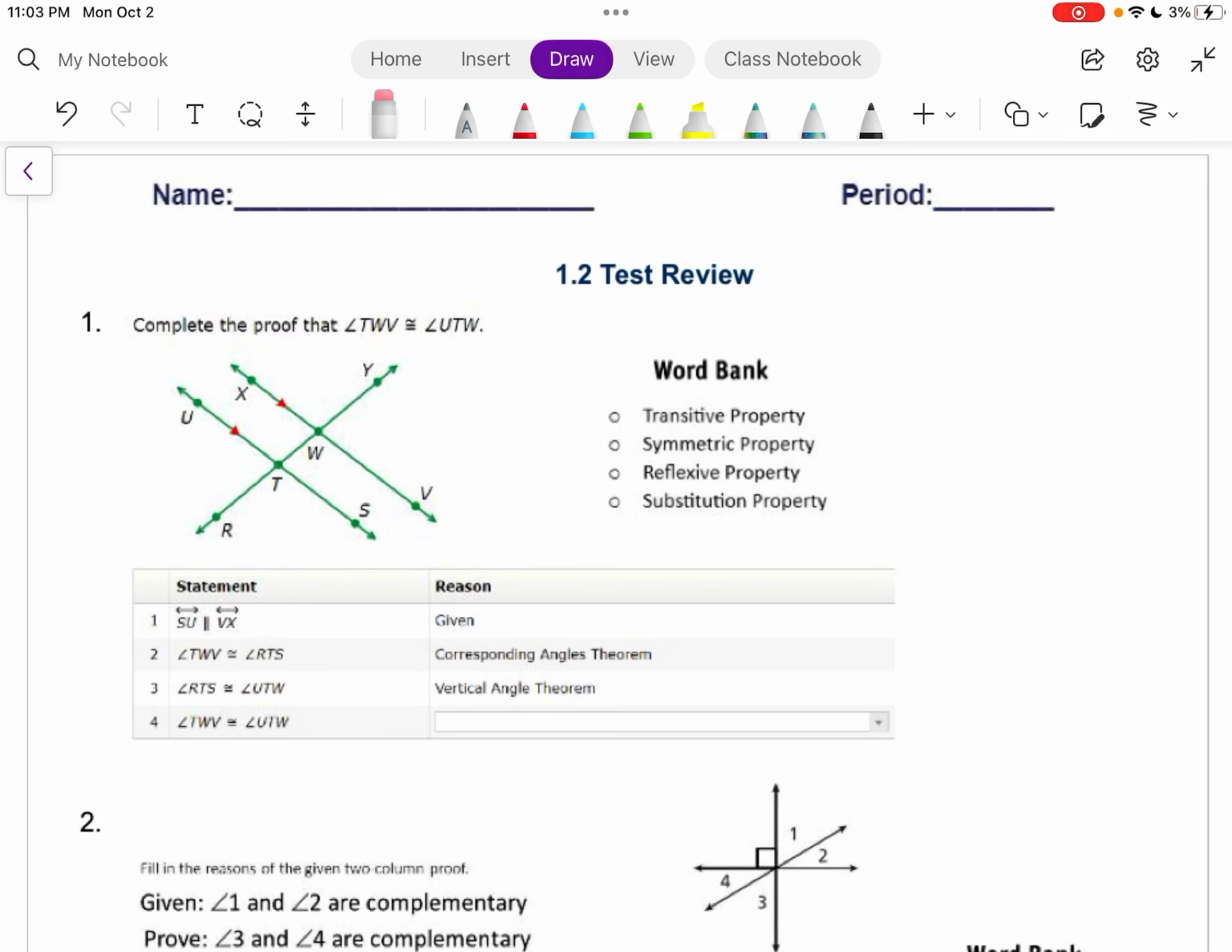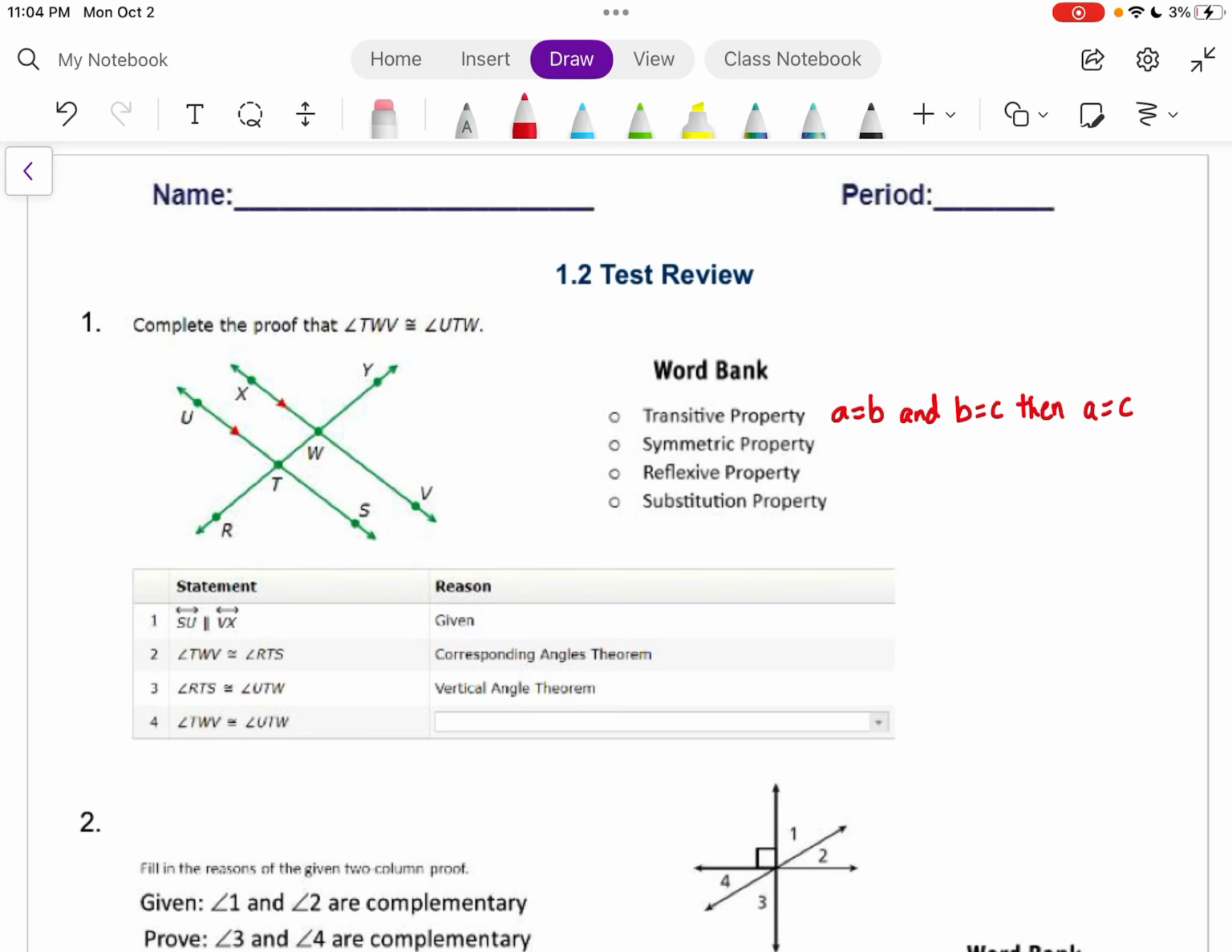Looking at question number 1, we're going to fill in this proof using one of the words in the word bank. In order to do that, we should go over what each of the words in the word bank actually mean. The transitive property is the property that states if A equals B and B equals C, then we know that A equals C. In other words, you need 3 statements.